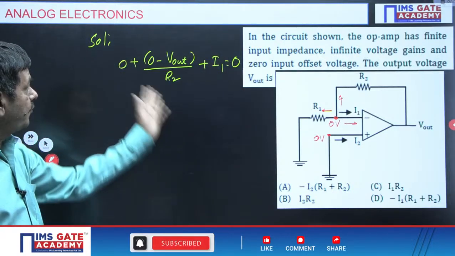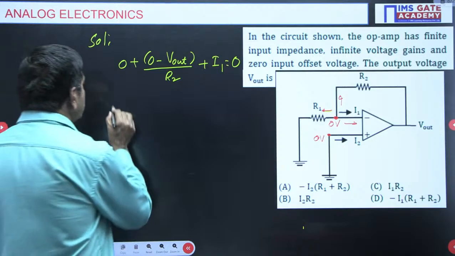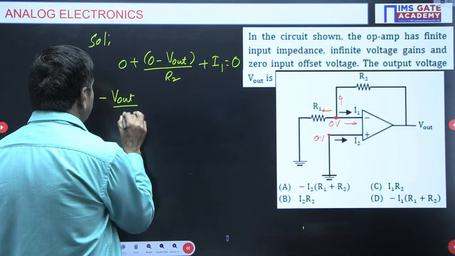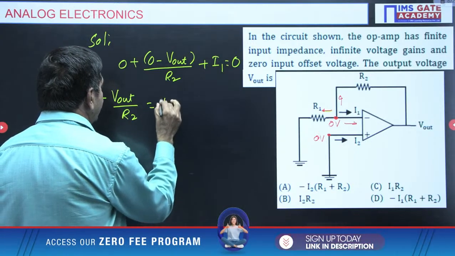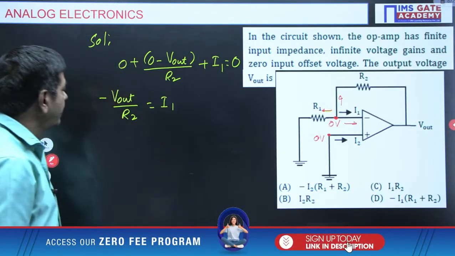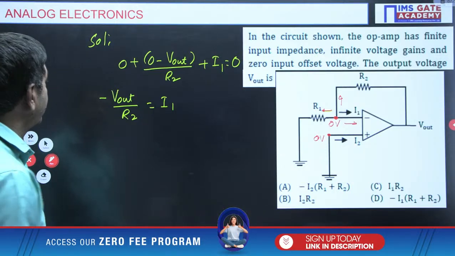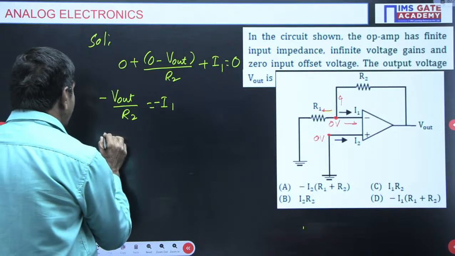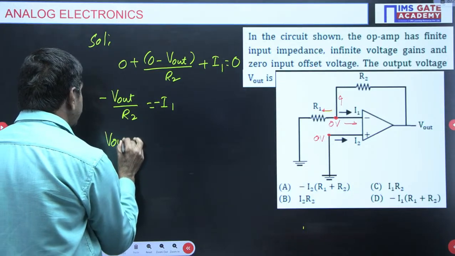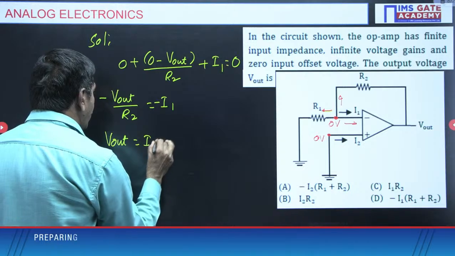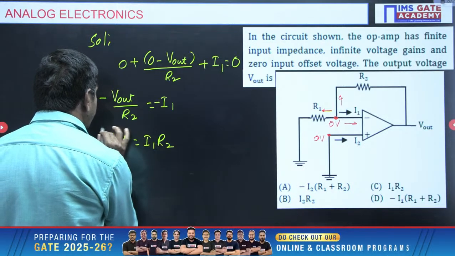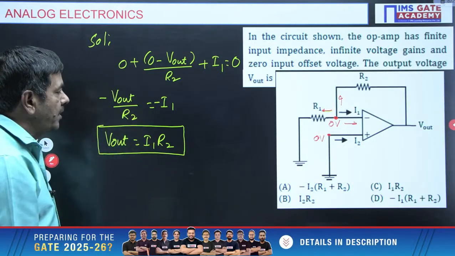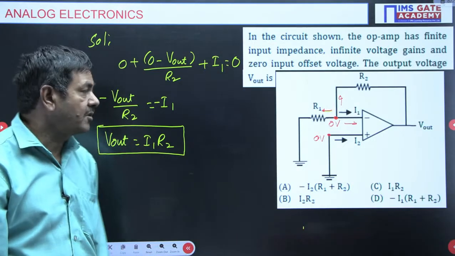Now, my aim is to find Vout here. Minus Vout by R2 equals I1 I can get here. When I1 comes to this side, it is minus I1. So Vout is nothing but I1 into R2. This is one of the GATE problems. Vout is nothing but I1 into R2.